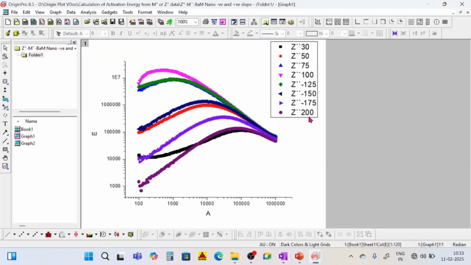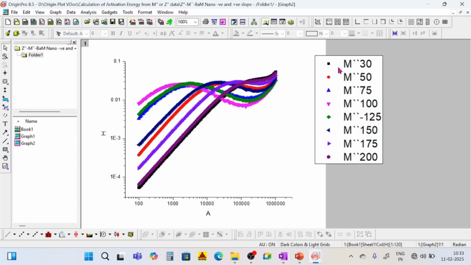See, here is another data I have with temperature where the peak shifted towards the left side. This is Z double prime data. So 30 degrees here, the peak is here, right? 50 degrees here, the peak is here. 75, this is blue color here. 100 is magenta here. So up to 100, the peak shifted towards the lower frequency side or left side.